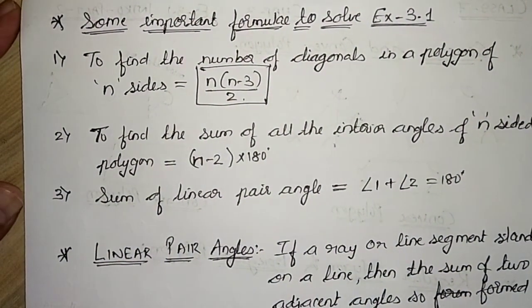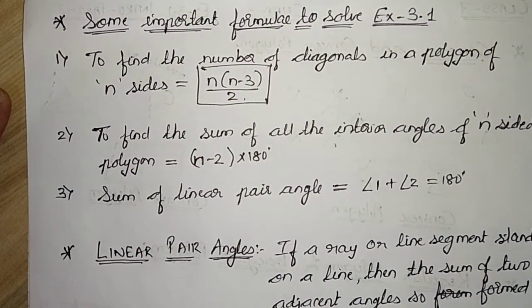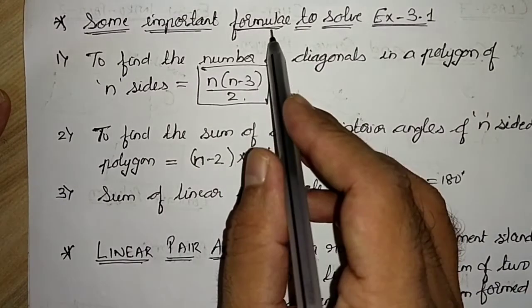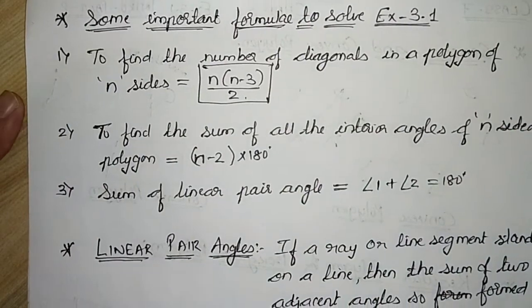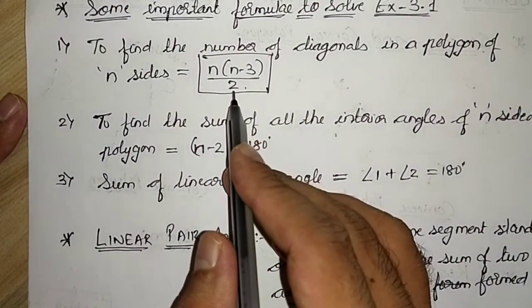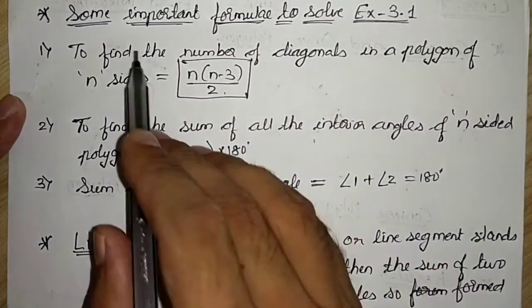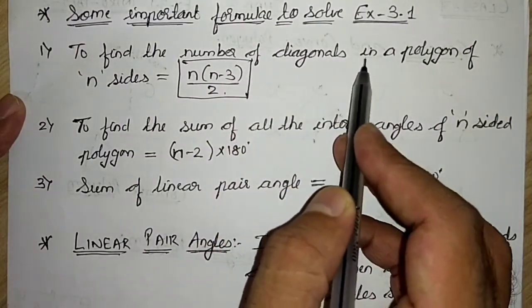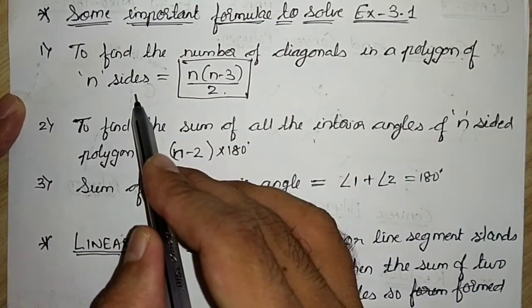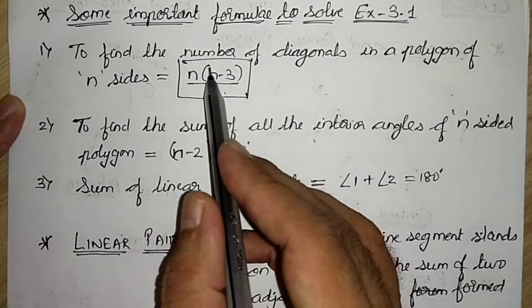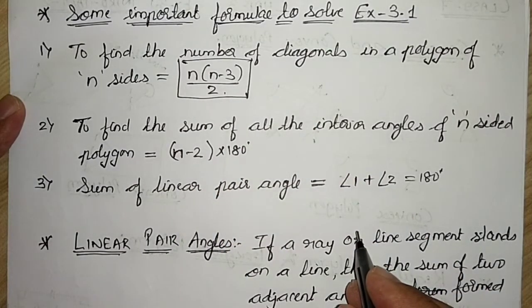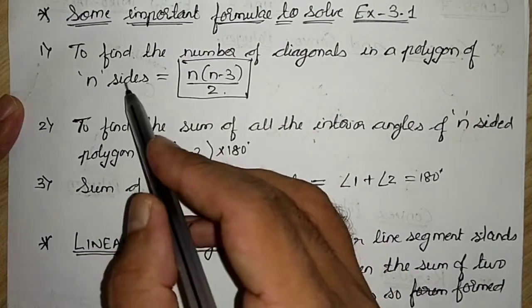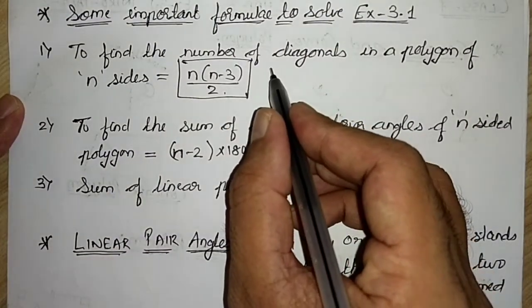If it is one, we say formula, and if it is more than one, then we can say formulae. This formula I have already discussed. To find the number of diagonals in a polygon of n sides, the formula is n into bracket n minus 3 divided by 2. There I have discussed for 5 sides. Here I will discuss for 6 sides.